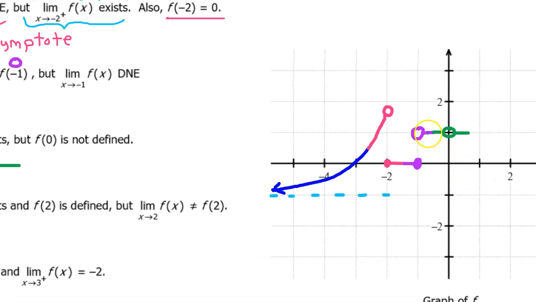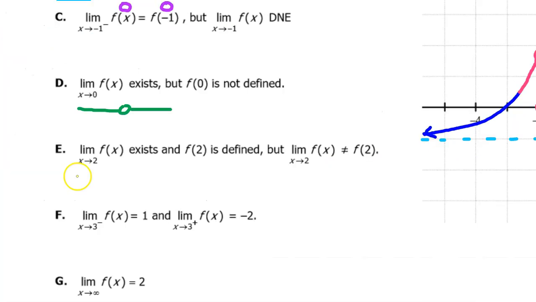So the overall limit as x approaches 0 exists because we are approaching the same value from the left and the right. However, f at 0 does not exist because of the open circle. Part E says the limit as x approaches 2 exists. So right away, that means that we are approaching the same value from the left and from the right. It also says that f at 2 is defined, so I'm tempted to fill this in. However, it also says that the limit does not equal the value of f at 2.